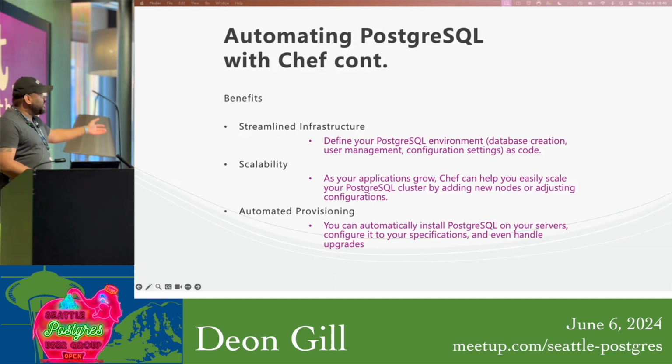Another benefit is scalability. As your applications grow, you can easily use your code to scale your Postgres clusters by adding new nodes and adjusting your configurations. So if you ever need to add another Postgres server, you already have your cookbook set up, and you can easily just add it in there. And then provisioning. You can automatically install Postgres on your servers, and you configure it to your specifications. And you can even use your cookbooks to handle your upgrades.